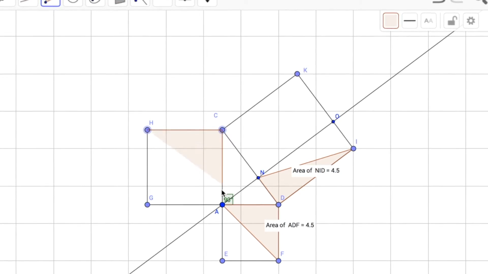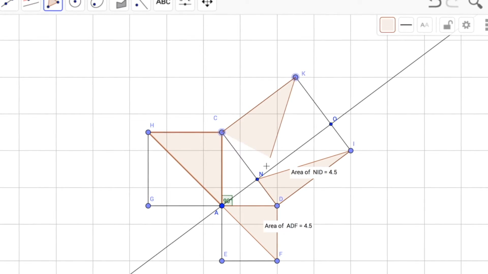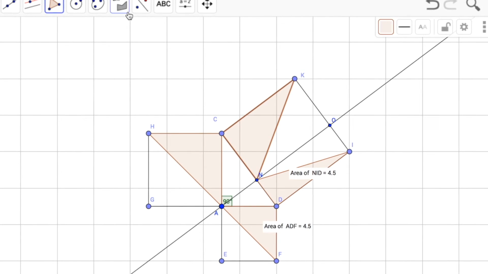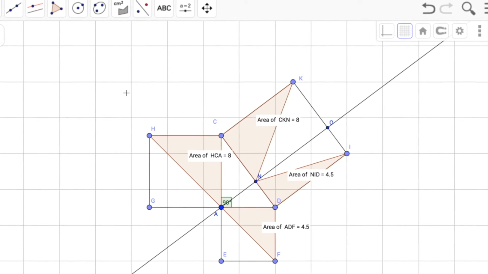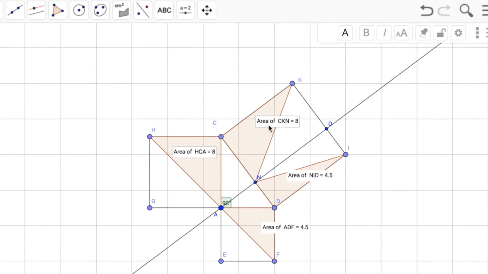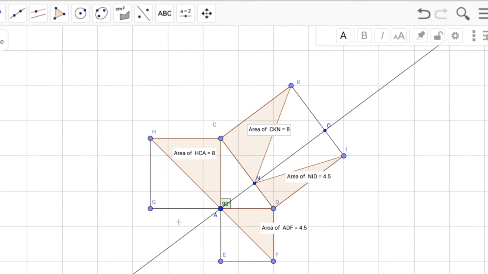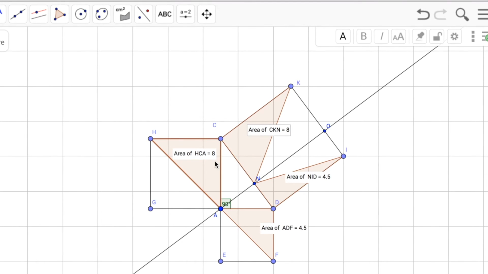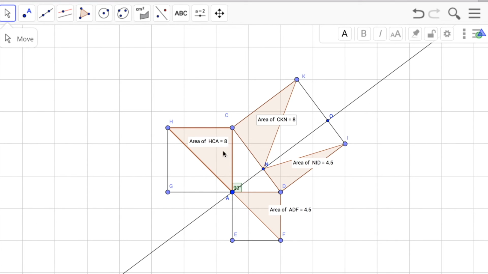Next, Euclid went on to prove that the area of triangle HCA was the same as the area of triangle CKN. He repeated the same process as used before to prove that triangle ADF and NID were equivalent. Taking into consideration that our audience understands how to compute what we just did, we will continue on to explain Euclid's proof.